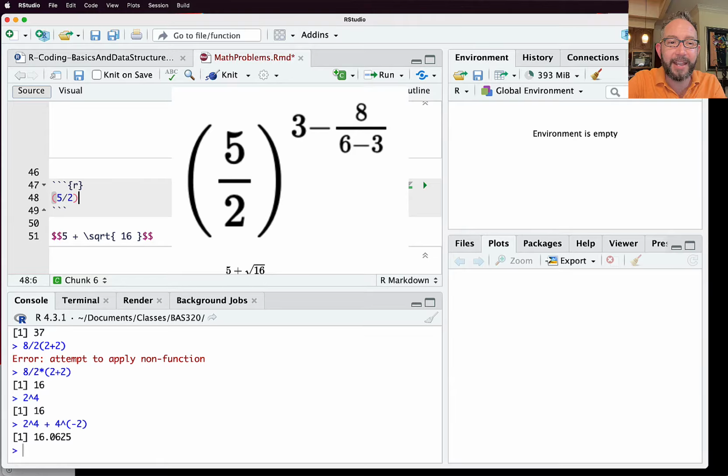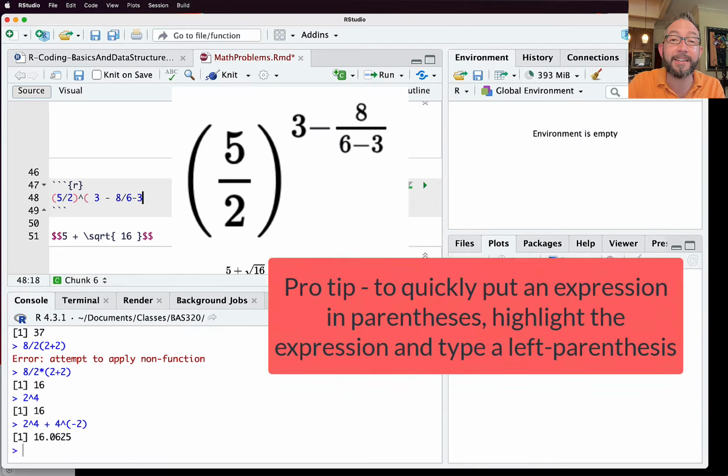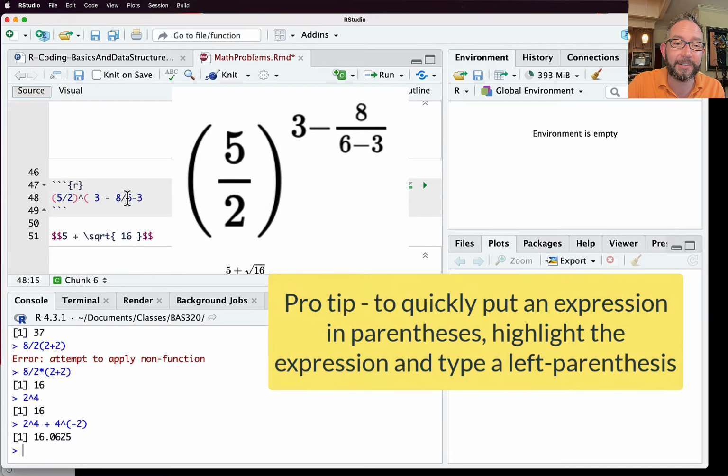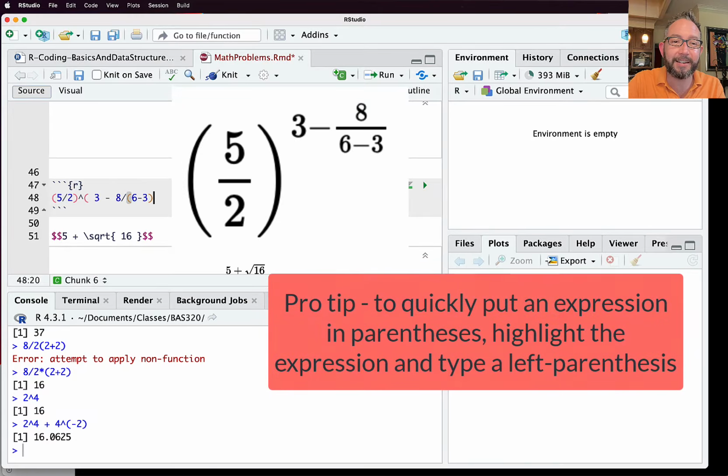First, let's start out by taking that 5/2 and then raising it to the power requested. And because this is a complex exponent here, I'm going to put a set of parentheses, maybe give it some spaces here, and I'm going to write that exponent appropriately. So we're taking 3 and then subtracting off 8 divided by 6 minus 3. Now, because 6 minus 3 is in the denominator, I need to make sure that's inside its own set of parentheses. Short, cool trick for this: if you highlight something you want to put in parentheses, shift 9 to put those parentheses there.